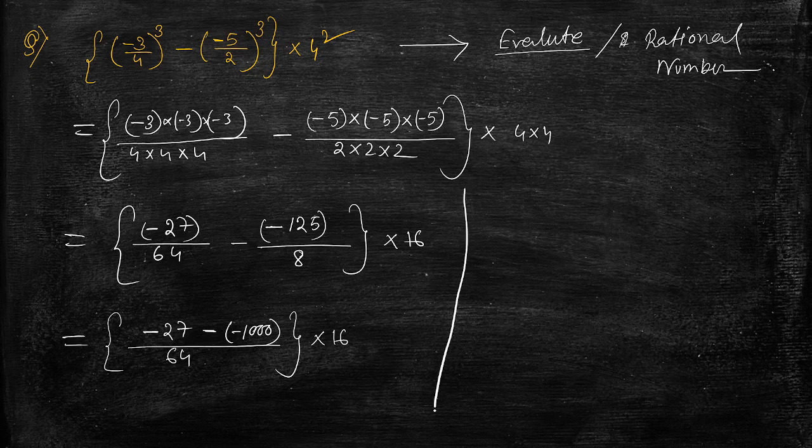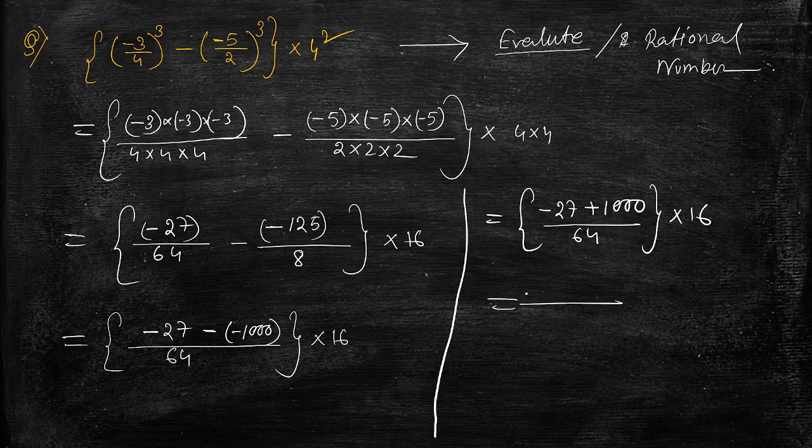Now what I'm doing here: minus 27 minus minus plus 1000, divided by 64 into 16. 1000 minus 27, plus minus minus, so that's why we subtract. 1000 minus 27 is 973, so 973 by 64 into 16.